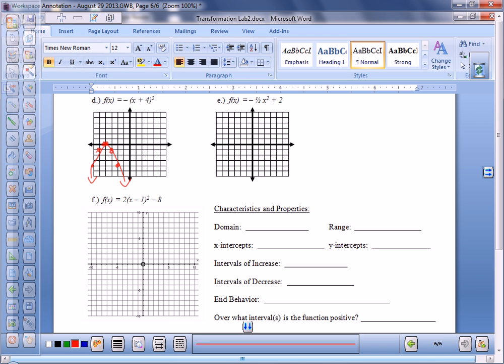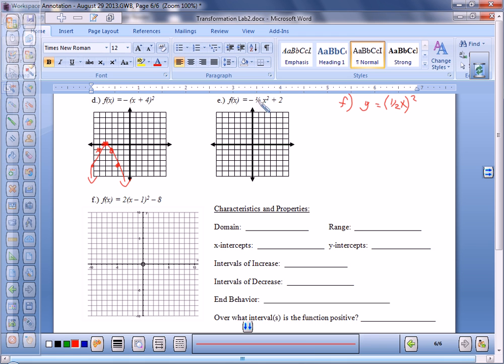This one is different than the one I'm going to add. Do you see how on this one, the 1/2 is multiplied out in front of the x squared? And on this one, the 1/2 is actually being squared with the x. So this one causes a vertical compression. This one is going to cause something horizontally, and we'll do that one in just a second.